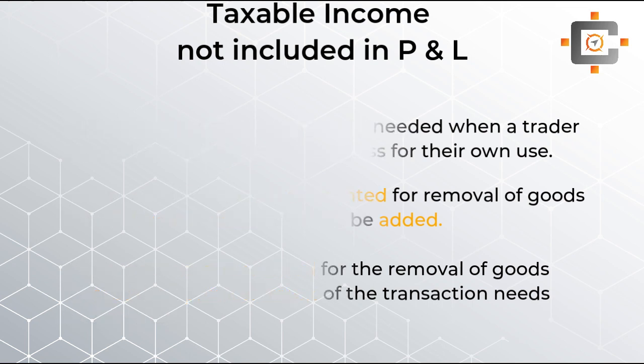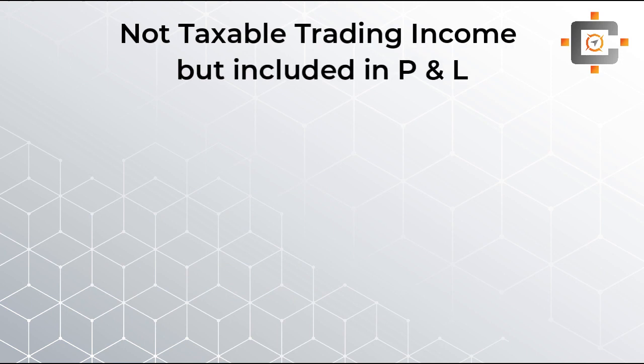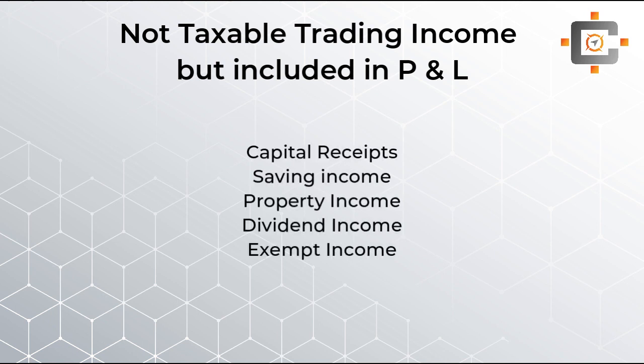Then the next adjustment, students, is about the income which is not taxable under trading income but is still included in the P&L, like capital receipt, property income, dividend income, exempt income. Now these are income which we may have recorded in the P&L, but should not be recorded in the P&L, right? So we need to take care of that.